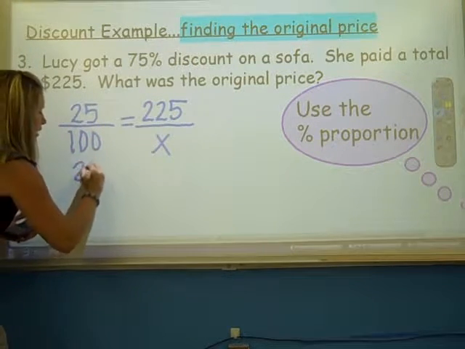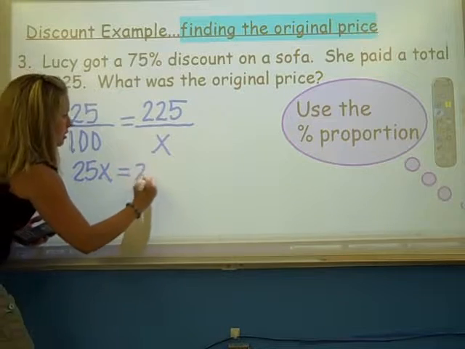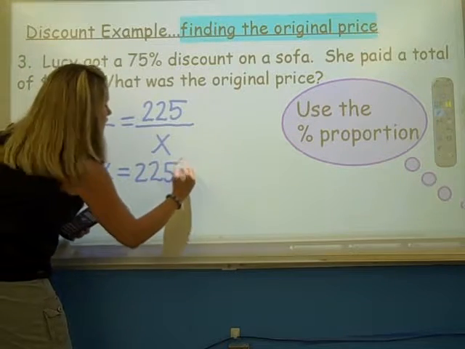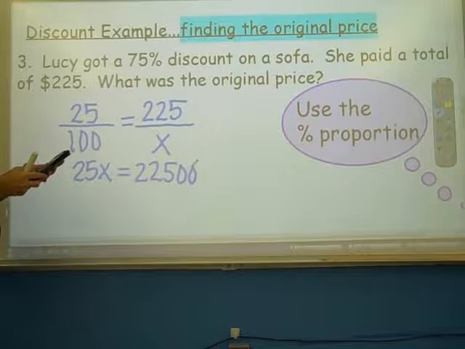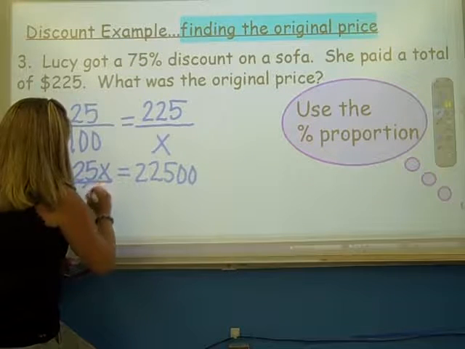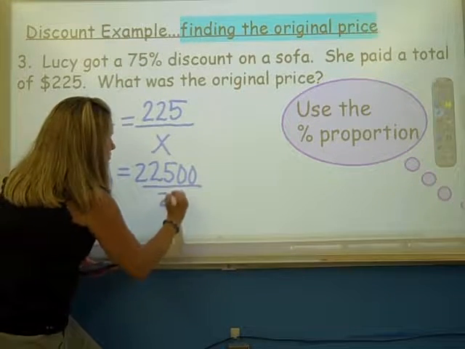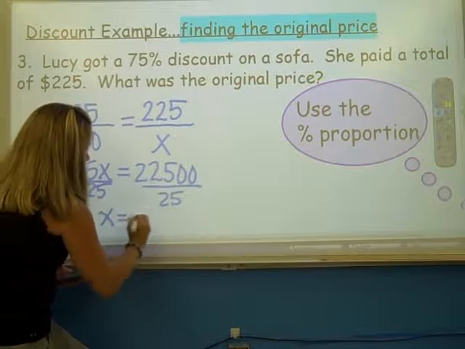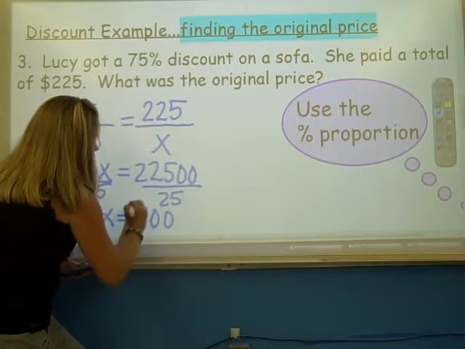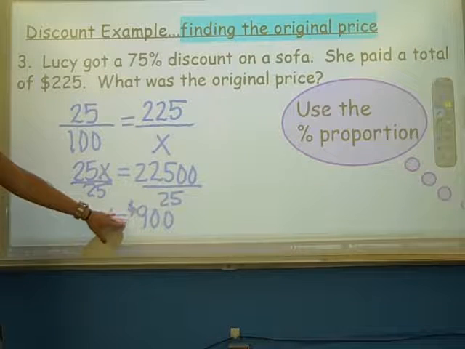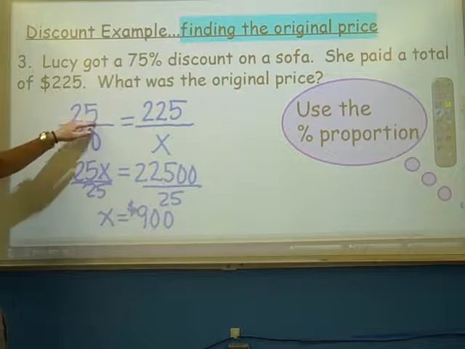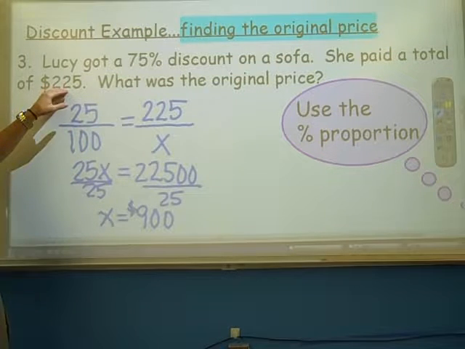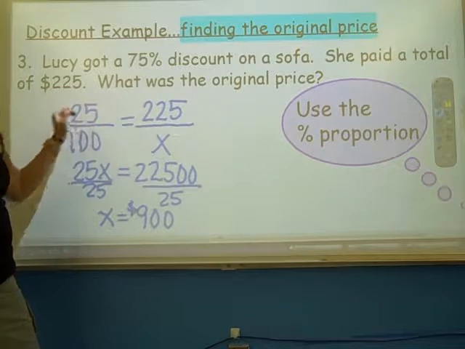I get 25x equals 22,500. Divide both sides by 25. So the original price was $900. Okay, and because she only had to pay the 25%, that's why we're using that, because she said she paid 225. So they both have to be things like how much you're paying.